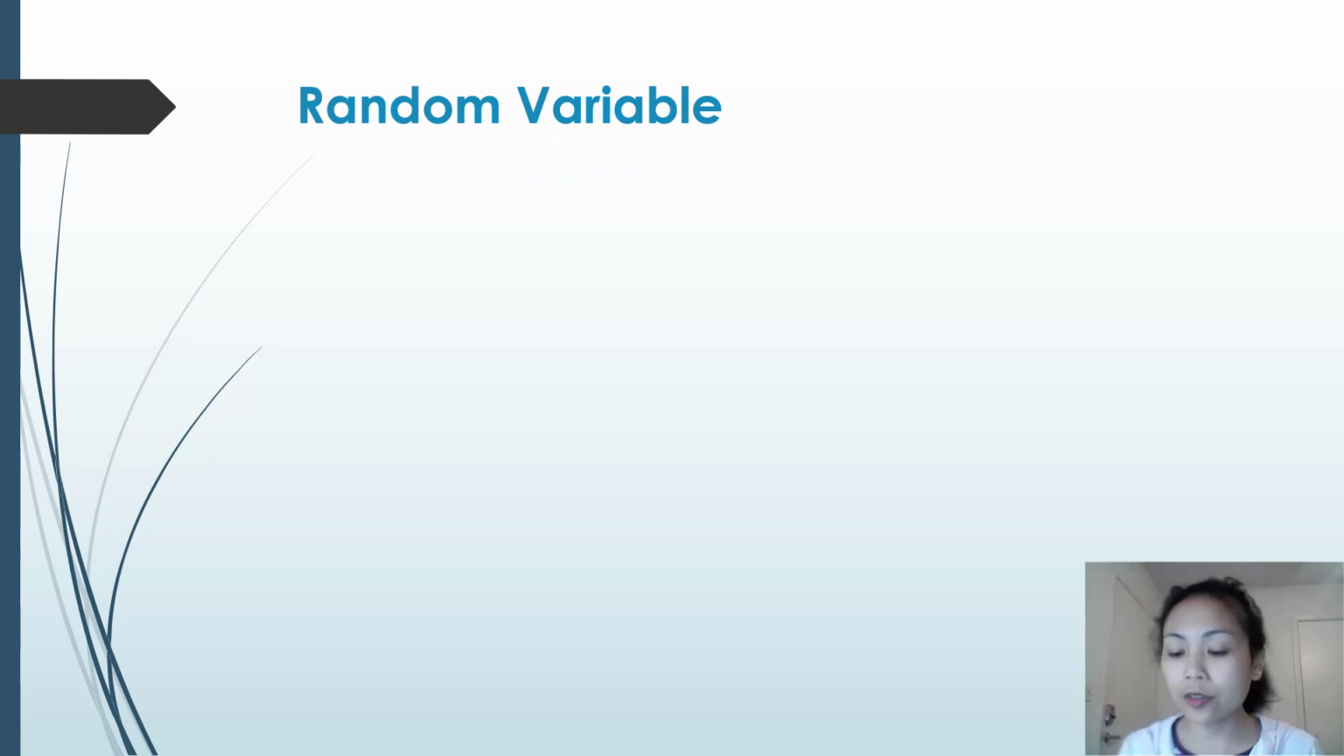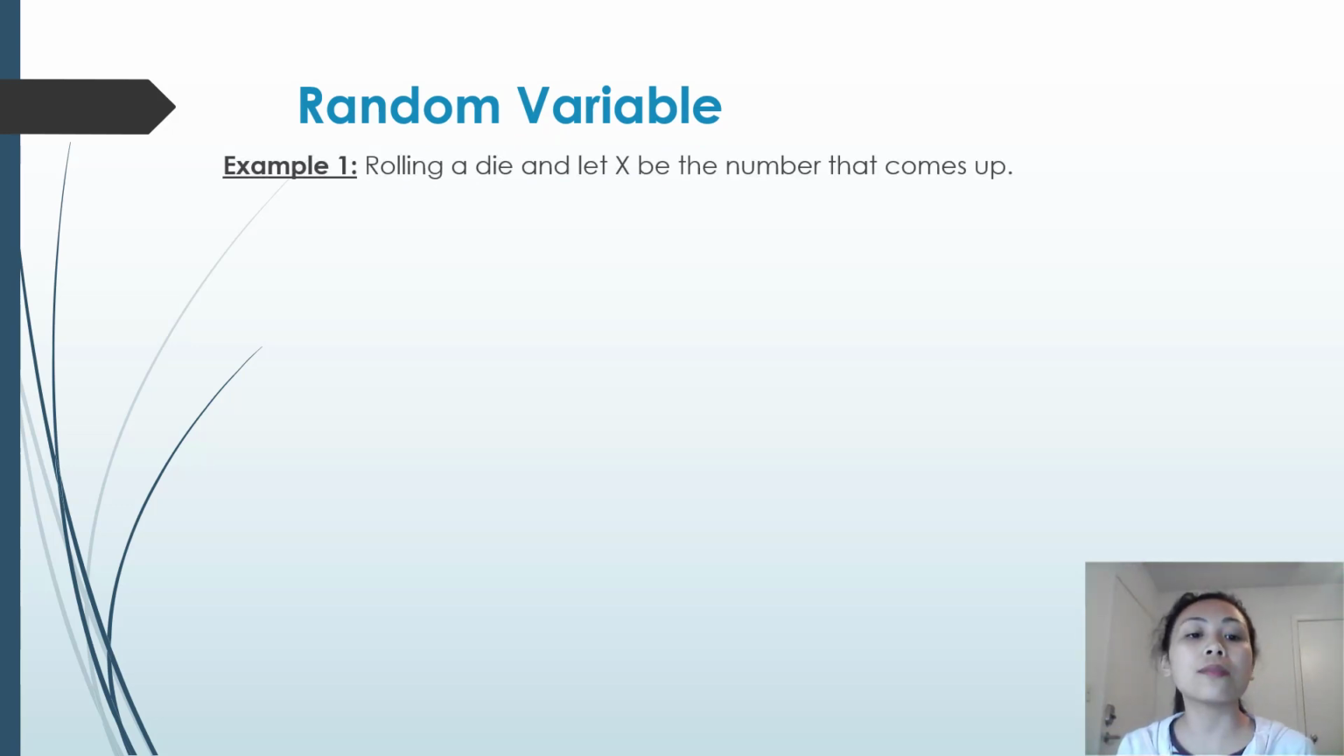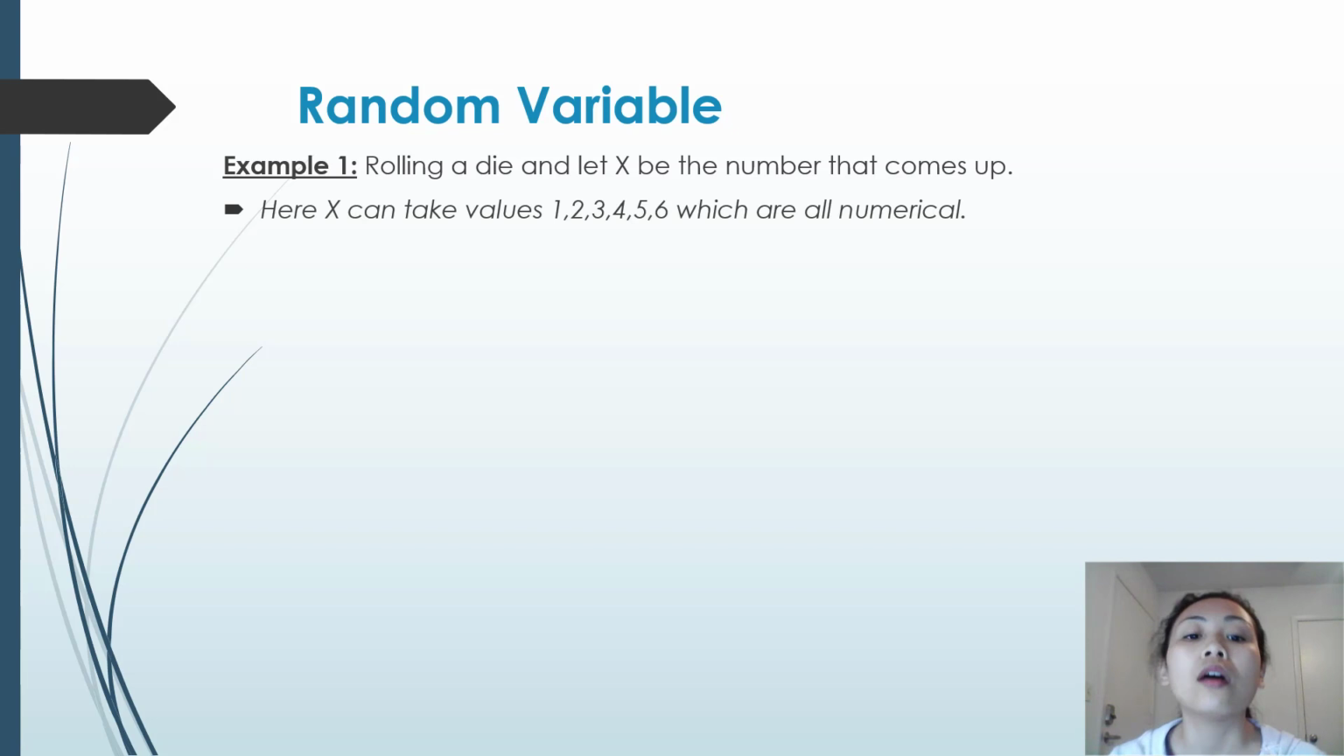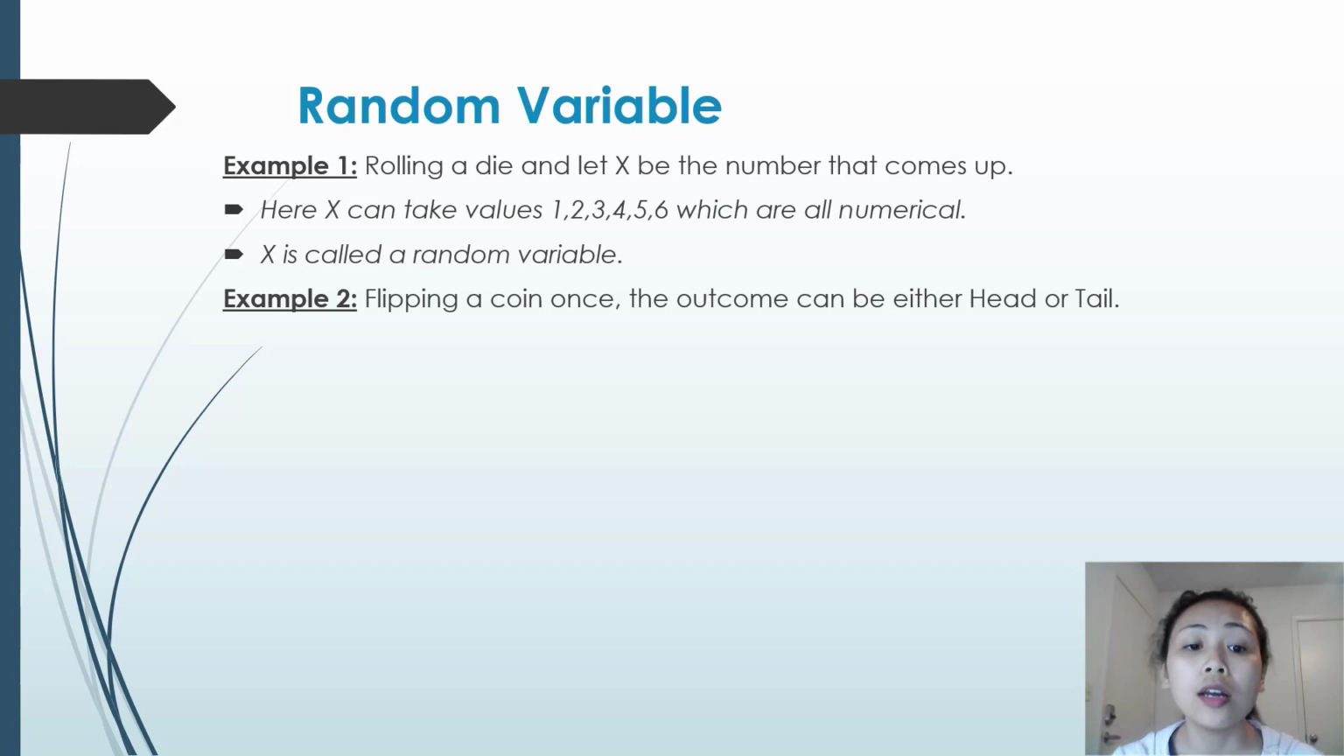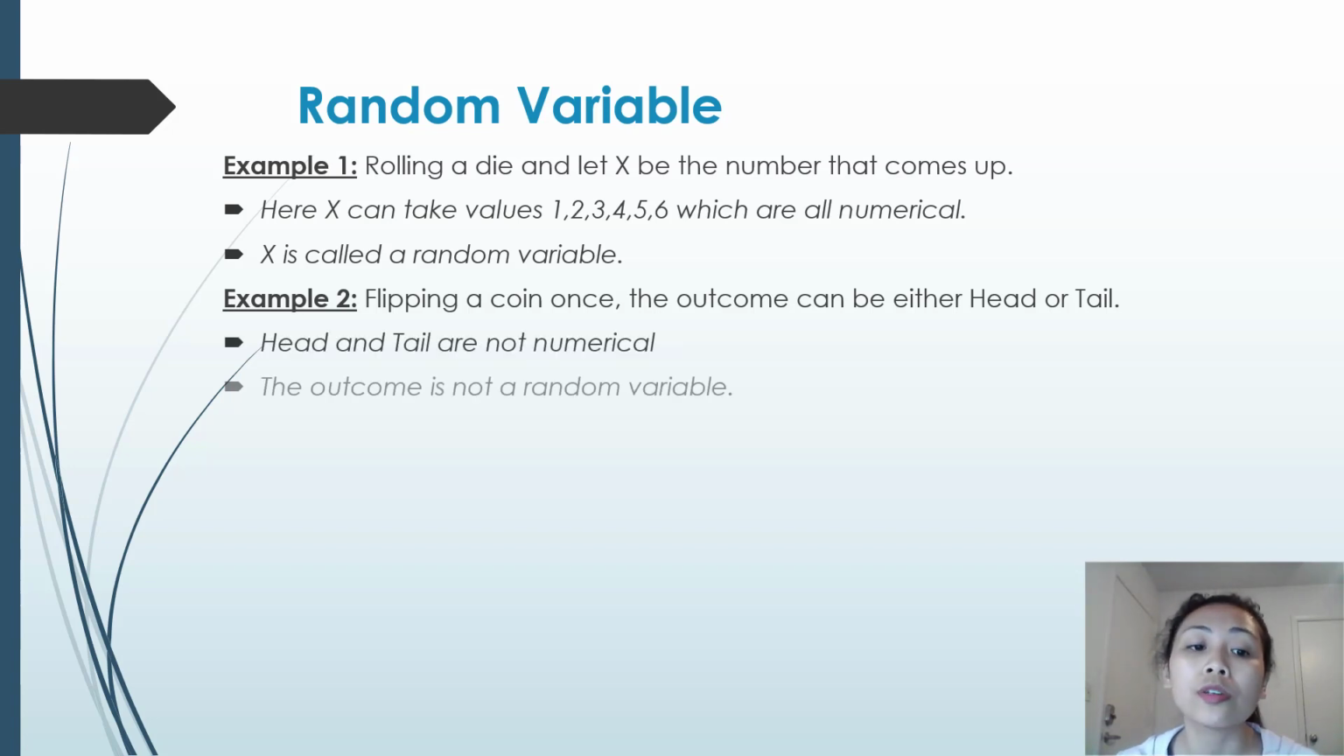Random variable. So what's a random variable? Let's look at this example. Rolling a die and let x be the number that comes up. So x here can be either 1, 2, 3, 4, 5, or 6. So those are numbers. In this case, x is a random variable. Next example, flipping a coin once, then the outcome can be either head or tail. So here head and tail are not numerical, so the outcome is not a random variable.